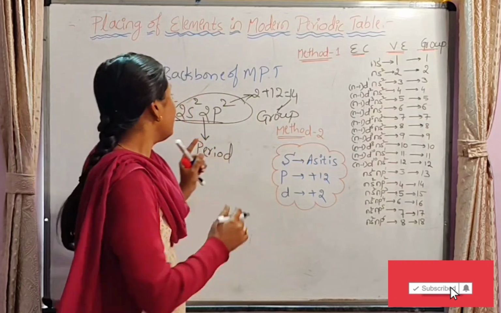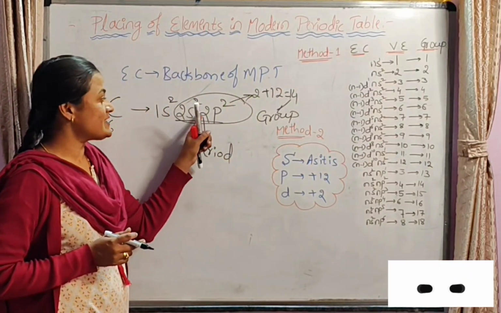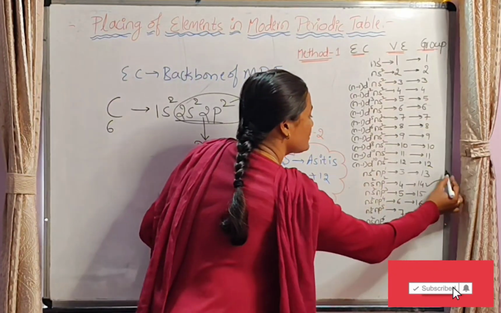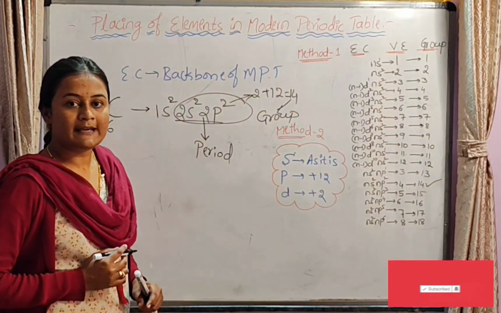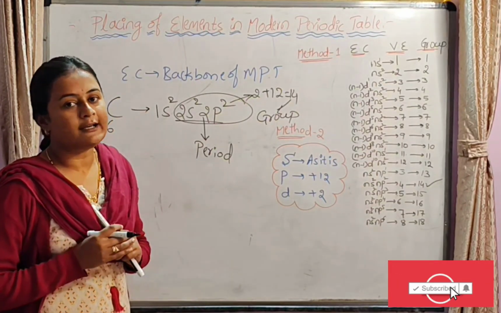See here, in the official method, the last shell configuration is ns2 np2. Here 2s2 2p2 means ns2 np2, which means that it belongs to the 14th group. Clear? Like this you have to calculate the period number and group number.